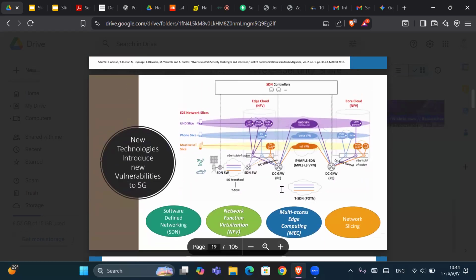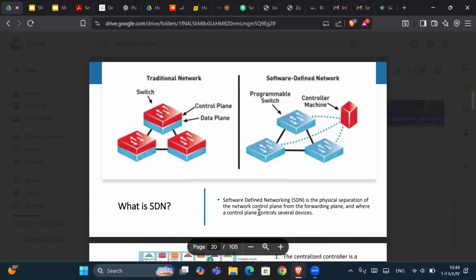And these are the new technologies introducing new vulnerabilities. The new technologies that exist in 5G, which didn't exist in previous generations, are software-defined networking, network function virtualization, multi-access edge computing, and network slicing. All these are new technologies that were not studied comprehensively from the perspective of security, and attackers are exploiting some of these features in order to break into the 5G system.